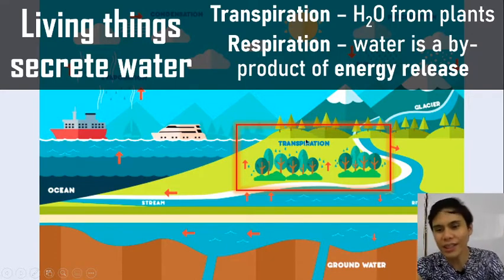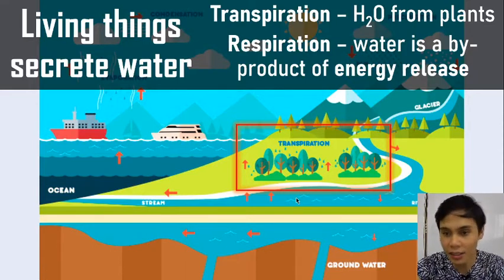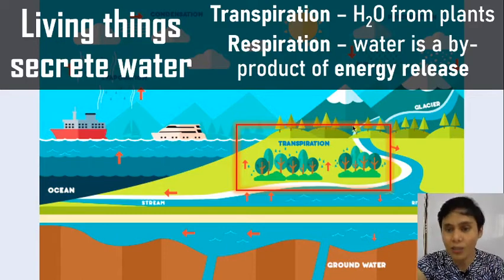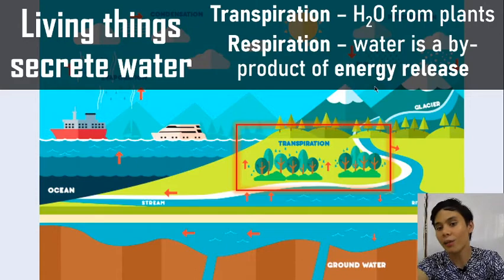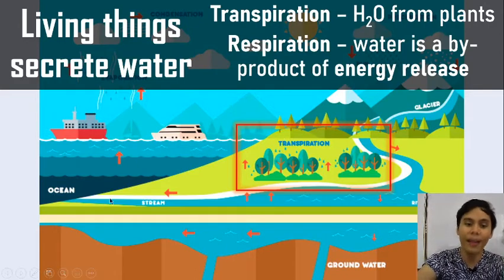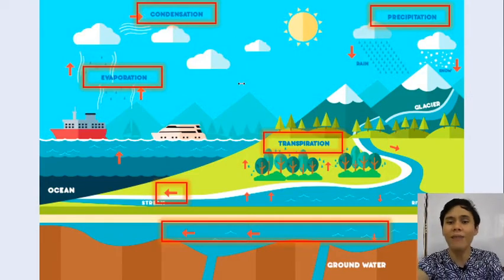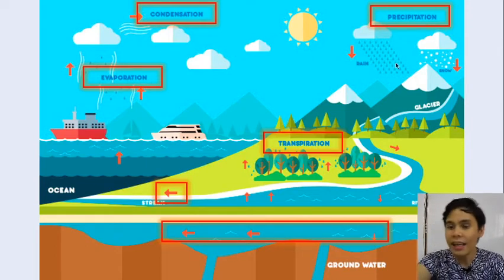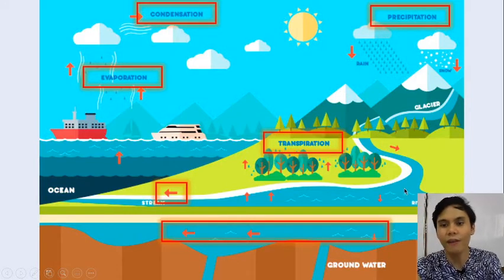So transpiration, as detailed here, is the water that is excreted or given off by plants as part of their natural processes. Animals can also give off water through respiration. A byproduct of our respiration process or our energy release process is water. So again, living things can secrete water. So put them all together, we have a cycle. When water evaporates, it can condense into clouds and precipitate into other forms of water reservoirs like glaciers and rivers.